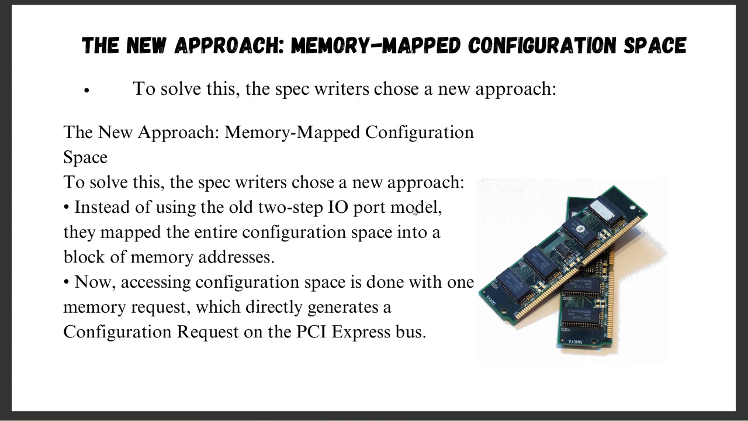Now let us understand the trade-off between the memory size and the address space. The trade-off for this new approach is that it consumes 256 MB of memory address space. However, this is insignificant in modern systems. Thus, the new method allows for much more straightforward configuration access without worrying about running out of IO space, but at the cost of using some of the available memory address range.